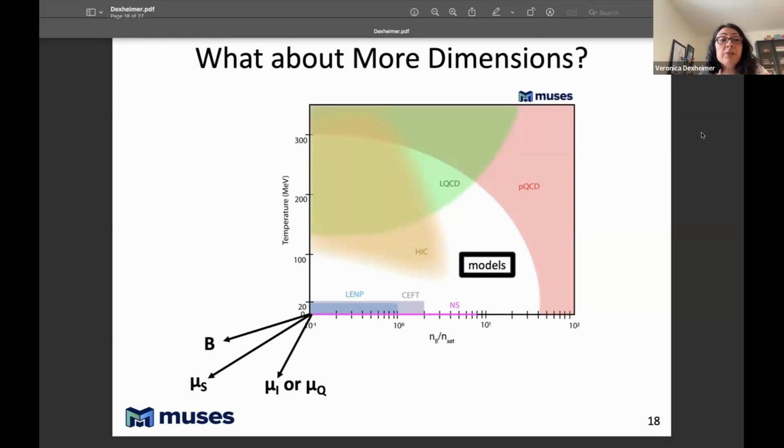But I'm just showing a phase diagram in 2 dimensions, and we all know that that's not the case. There are more dimensions here, because we have magnetic fields, and they can affect, for example, the confinement line. We also have strangeness, or strange chemical potential. You also have isospin or charge asymmetry chemical potentials. So this phase diagram is actually 5-dimensional.